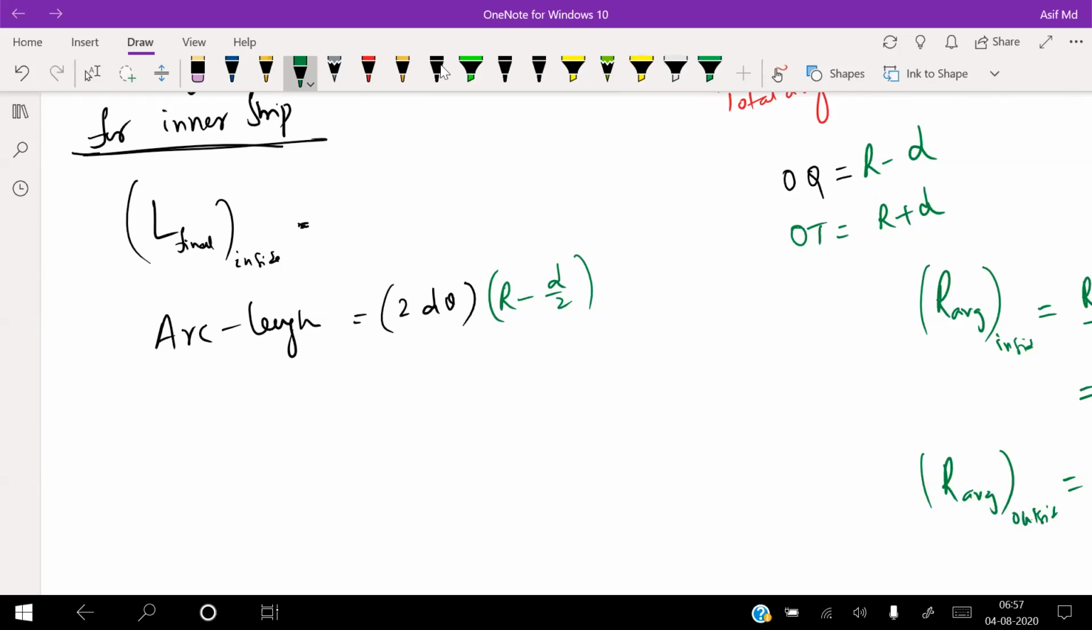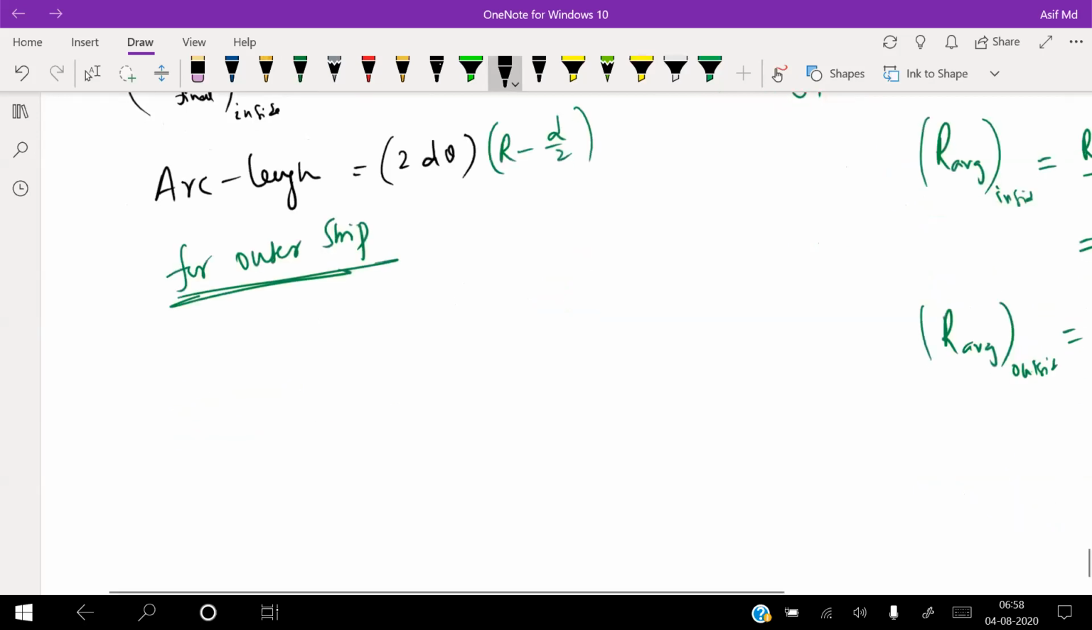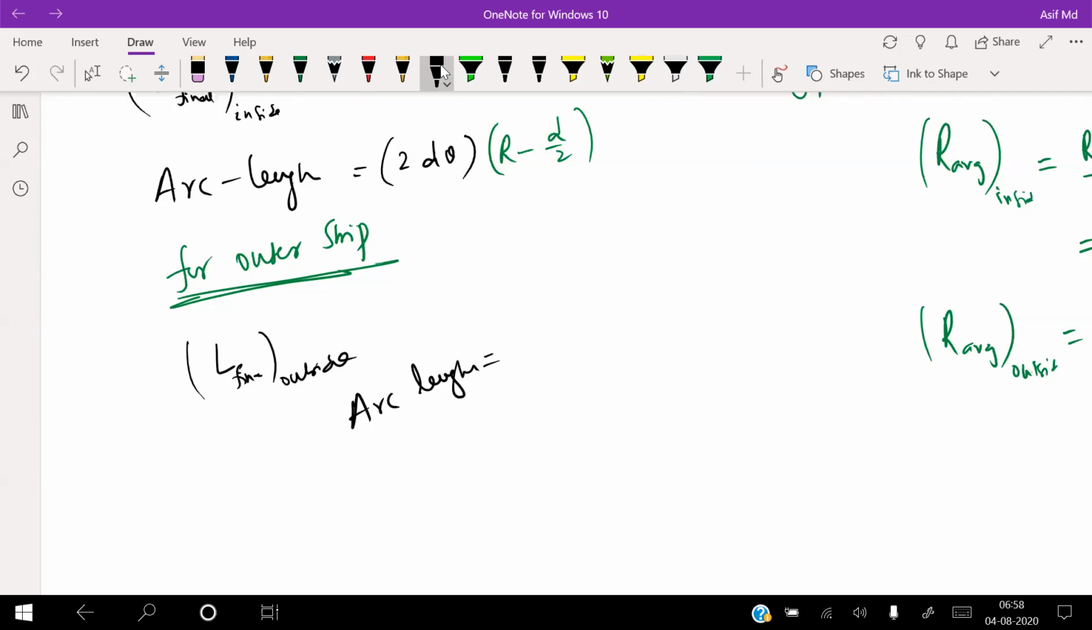Now for the outer strip, see what I'll be writing right now. Arc length will be equal to 2D theta, that is the final of outside, into R plus D by 2. I hope you got it.